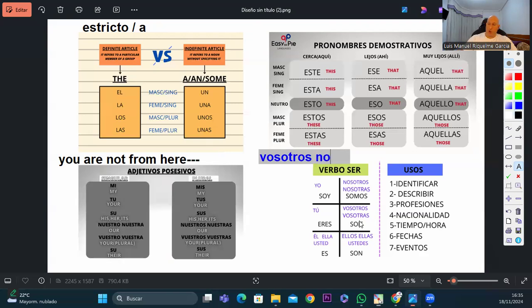So vosotros no sois. From. Remember how to say that from? To talk about origin or where something or someone comes from. Vosotros no sois de aquí. Aquí, here. Vosotros no sois de aquí. You are not from here.